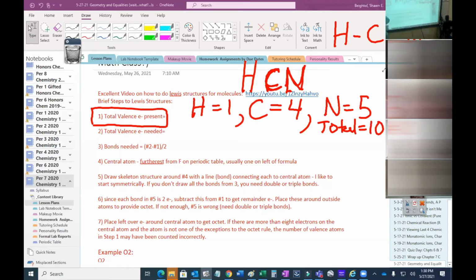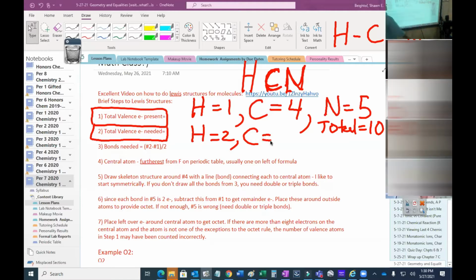The next question is, what's the total valence electrons needed? Now we just said hydrogen needs 2. How many valence electrons does carbon want total or need total to be stable? 8. I said earlier, all elements need 8 except for hydrogen and helium.